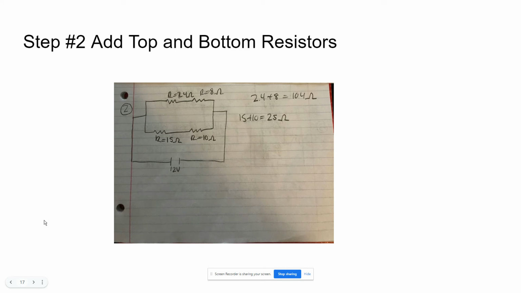Next, you want to redraw the circuit. You should do this basically after every step because you're trying to simplify the circuit down to where you just have one resistor left. Because you just added the two parallel resistors together, the entire circuit is now in series, and you should add the top two resistors, 2.4 and 8 together, and the bottom resistors, 15 and 10 together. Because you're in series, you don't need to add using 1 over R, you can just add them normally. You should get 10.4 ohms on the top and 25 on the bottom.